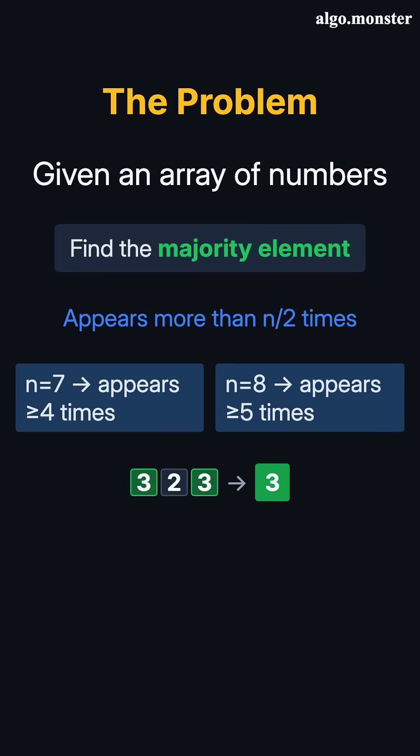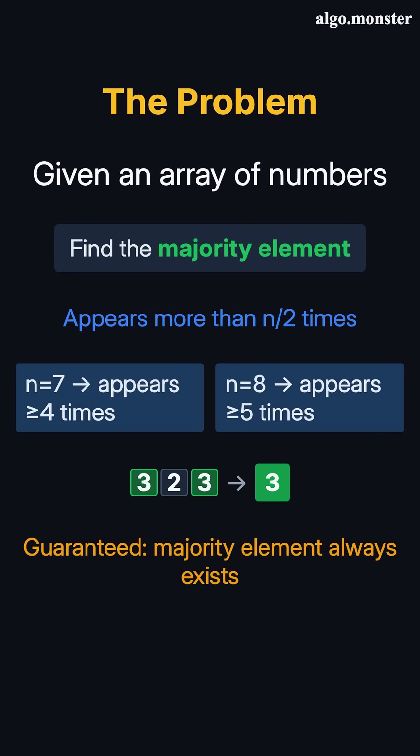So if you have 3, 2, 3, the answer is 3. It appears twice out of 3 elements, which is more than half. The problem guarantees a majority element always exists.